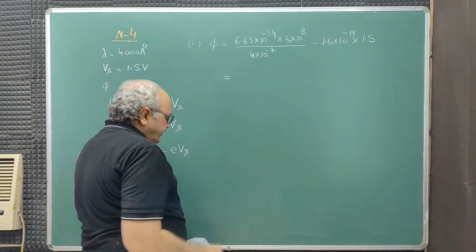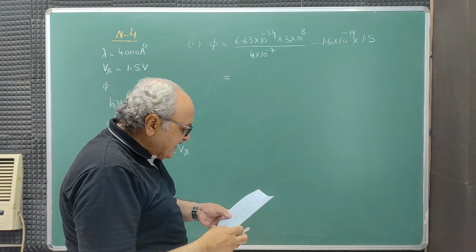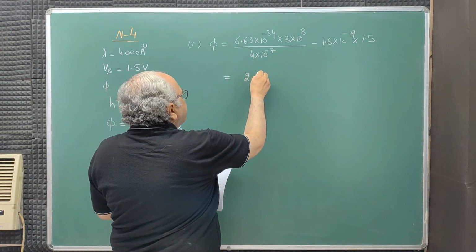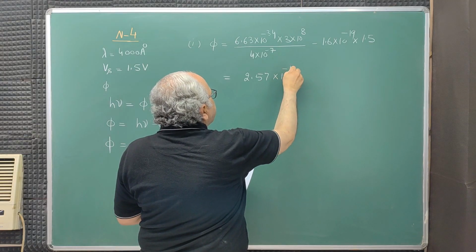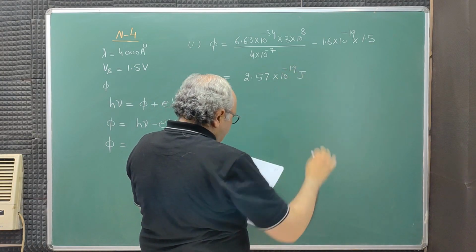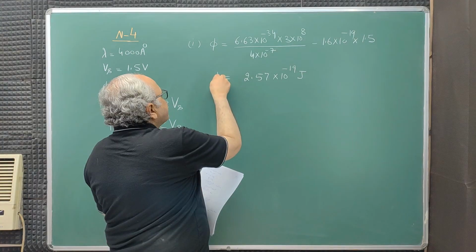So if you solve it, you will get the answer 2.57 × 10^-19 joule. You please check it yourself. This is the answer for the first part.